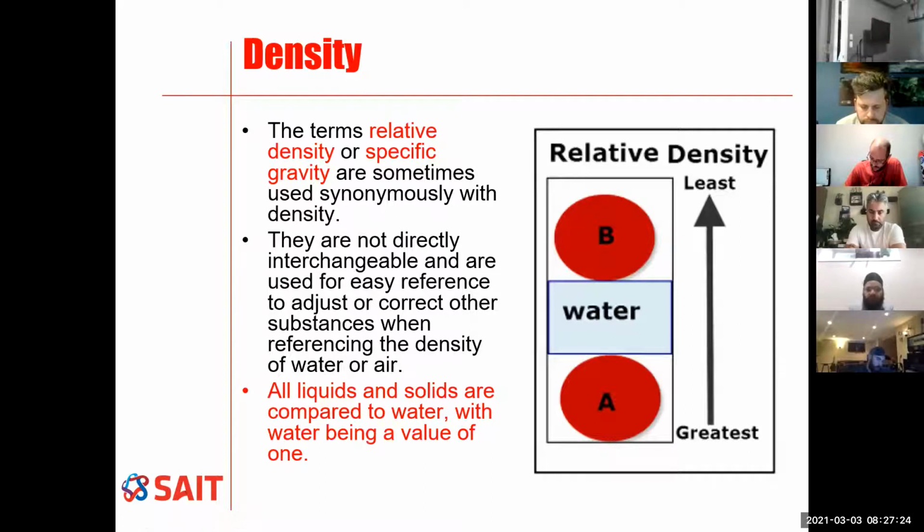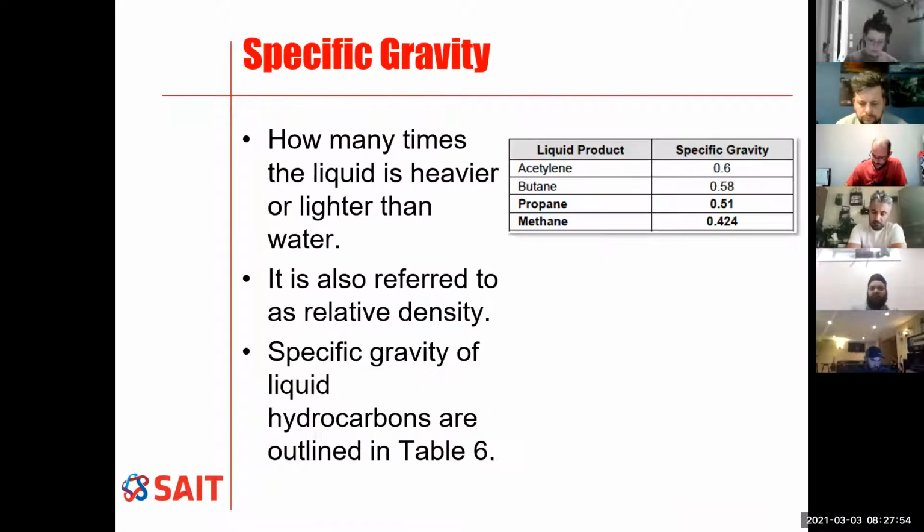The term relative density or specific gravity is just a comparison. We want to know how many times heavier or lighter a substance is compared to our standards. Our standards are water and air, and they're both given a 1. Everything is either heavier or lighter than the standard. So how many times heavier or lighter are these particular things?